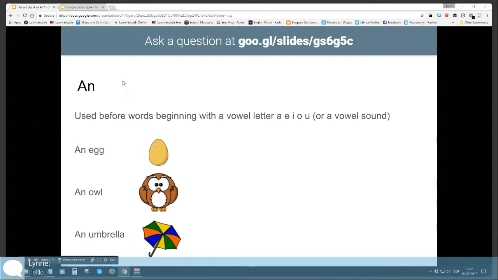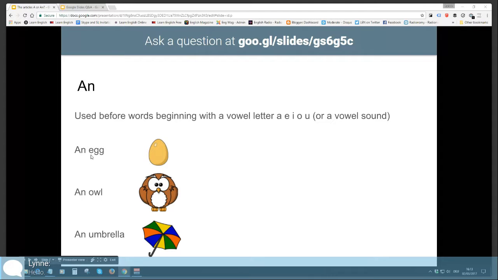So, when do we use the article an? Okay, we use it before words beginning with a vowel letter. Okay, vowels are also letters of the alphabet. If you remember the alphabet, it's A, E, I, O, U. Or a vowel sound. Remember that, a vowel sound. Okay, not all vowels are letters. We have vowel sounds, just to confuse you.